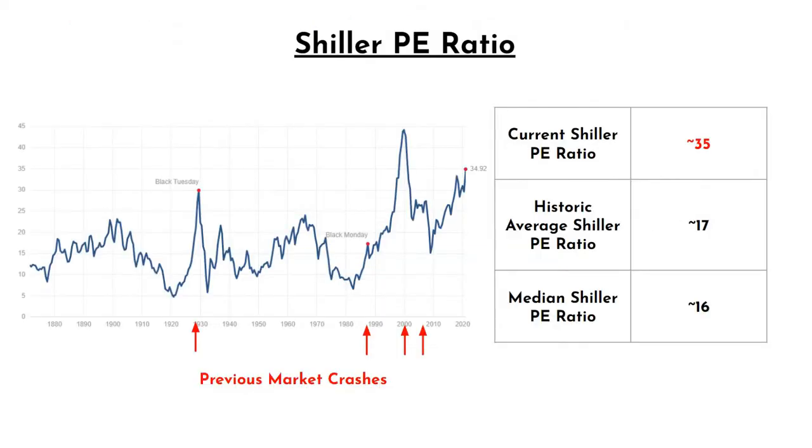Now we look at the Shiller price to earnings ratio. Shiller price to earnings ratio is a better indicator compared to the traditional one-year trailing price to earnings ratio because it uses inflation adjusted 10 years average earnings to calculate the ratio. As of today, the Shiller price to earnings ratio is at 35, which is second only to the 2000 dot-com bubble. However, it is almost twice than its historic average and historic median.